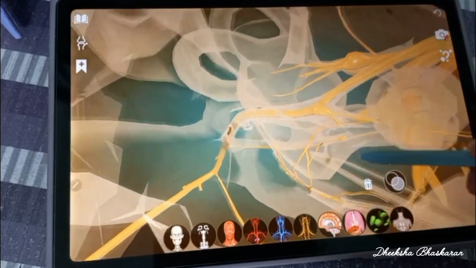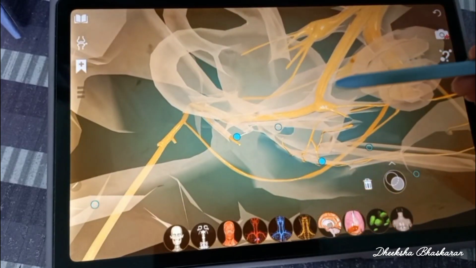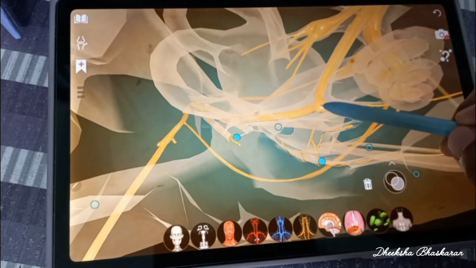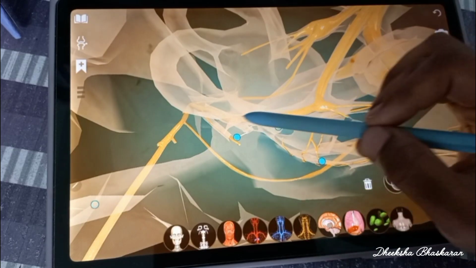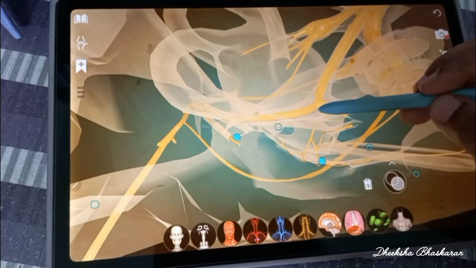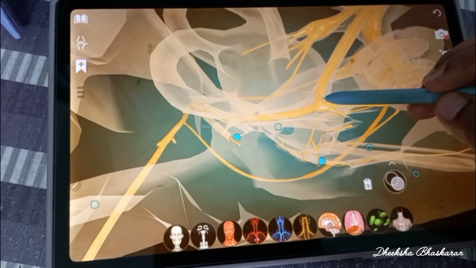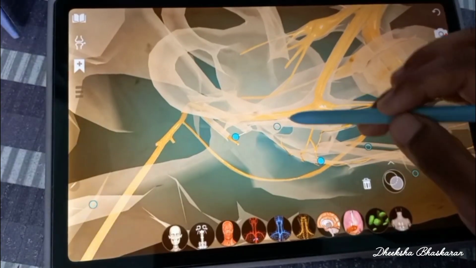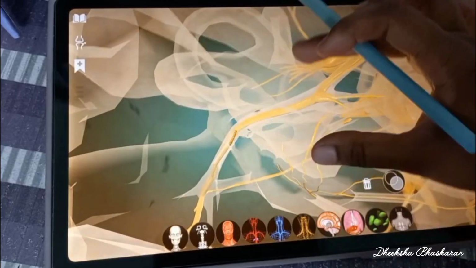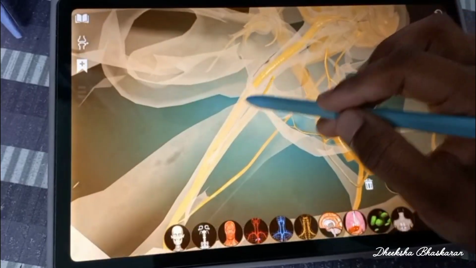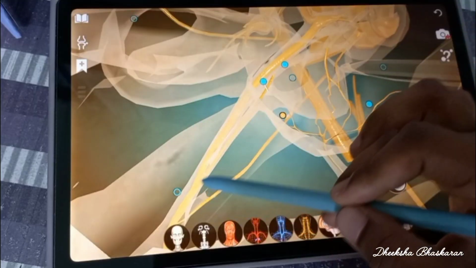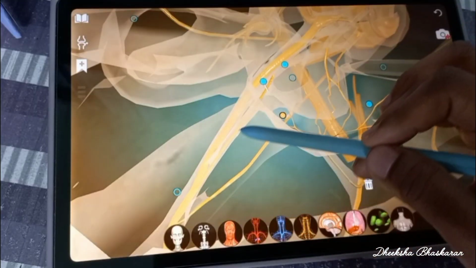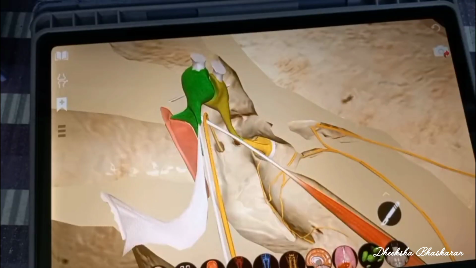Here we see this will be the internal acoustic meatus through which the facial nerve comes, and then it takes a turn here. This is the horizontal part of the facial nerve along the medial wall of the middle ear cavity. This is the geniculate ganglion present on the sharp turn. Then this runs vertically down, as we see here, and in this pathway it also gives rise to the chorda tympani nerve, as we see here.